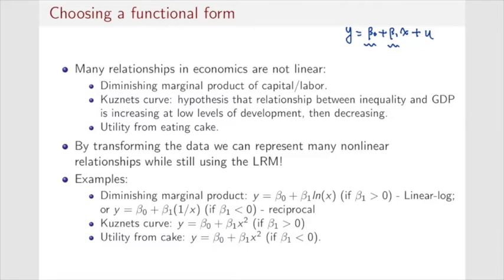Luckily, we can easily transform the data to represent many nonlinear relationships while still using the linear regression models. For example, we can model the diminishing marginal product by the linear log form or by the linear reciprocal form. We can also model the decreasing marginal utility or the decreasing growth rate as the quadratic form.